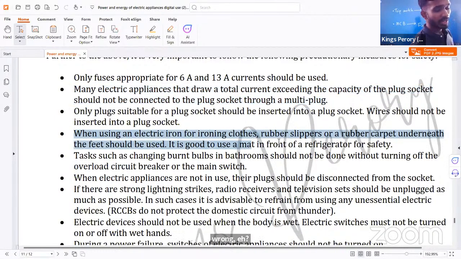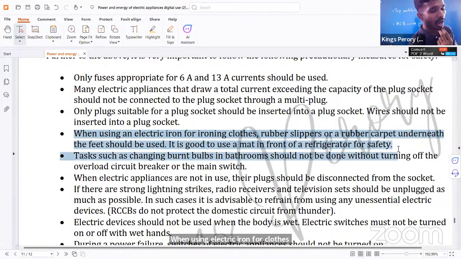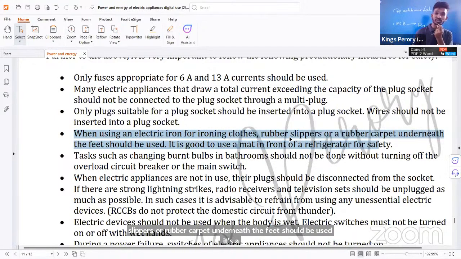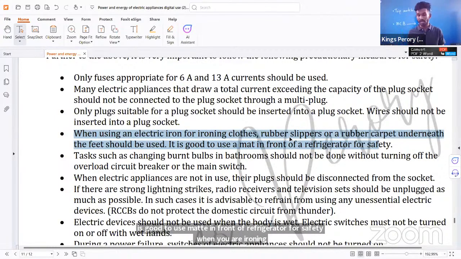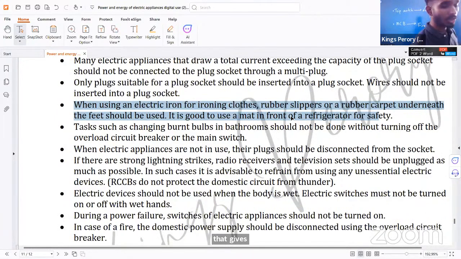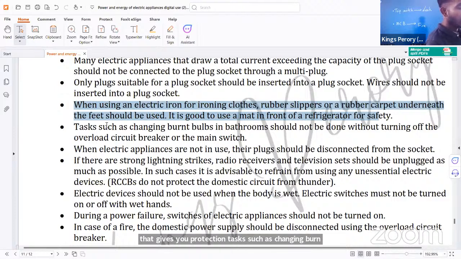When using an electric iron for ironing clothes, rubber slippers or a rubber carpet underneath the feet should be used. It is good to use a mat in front of the refrigerator for safety. When you are ironing, before anything, go search for your rubber slipper, put it on, and then start ironing. That gives you protection.